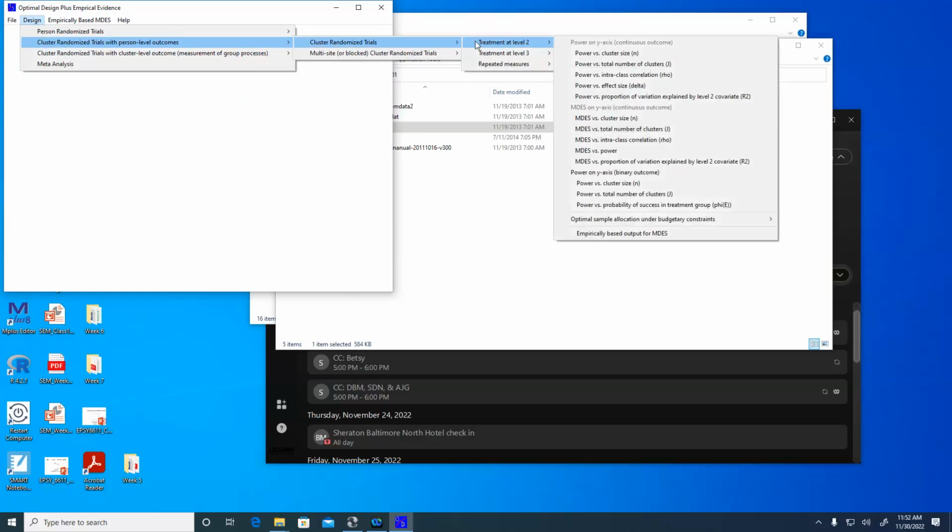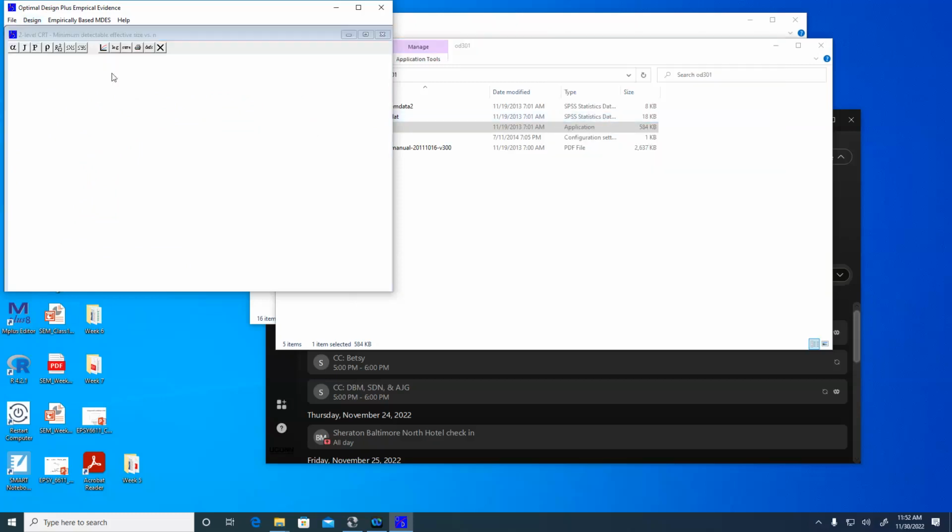Treatment at level 2. Let's say I'm going to go to MDES so I can show one of those before we break. And I'm going to go versus cluster size. Okay, so now this is going to put that minimum detectable effect size on the y-axis. Here I'm going to set the number of clusters, and it's going to put the number of people per cluster on the x-axis.